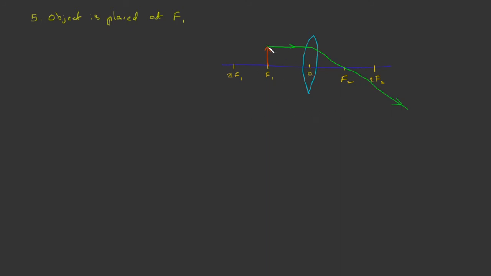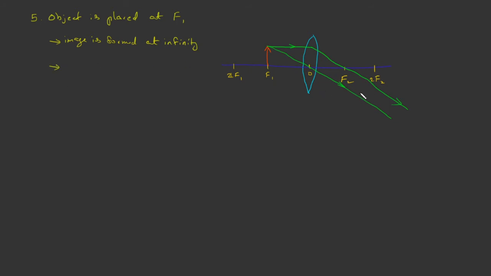Second ray we can consider here is a ray passing through the optical center. And we know this ray will pass without any deviation. And now you can see these rays are parallel after refraction through this lens. That means they will meet at infinity. So the image is formed at infinity.